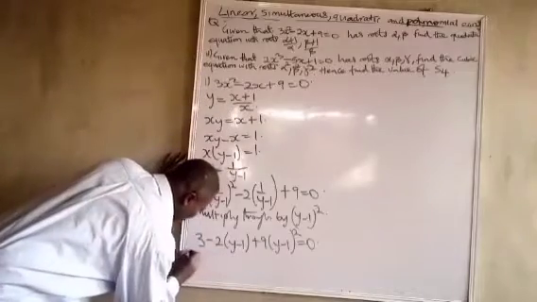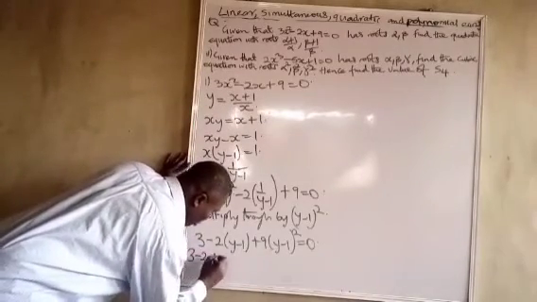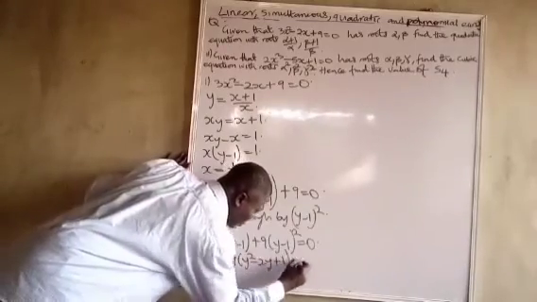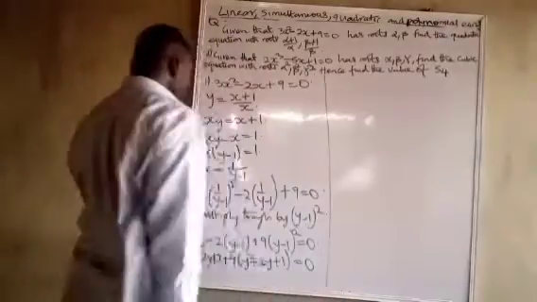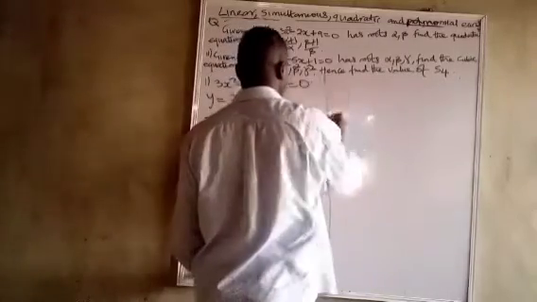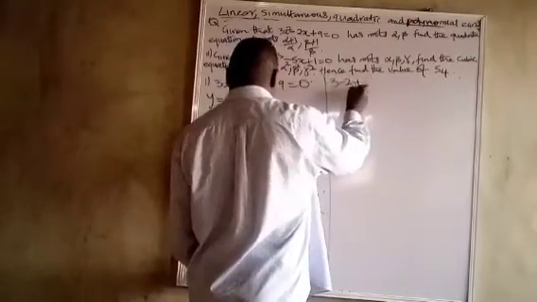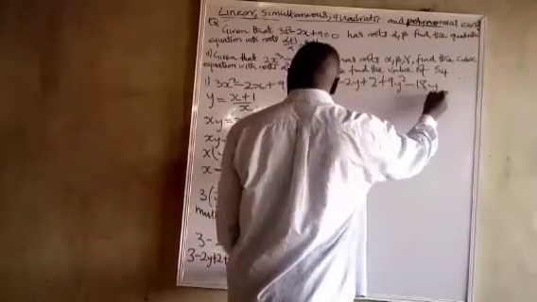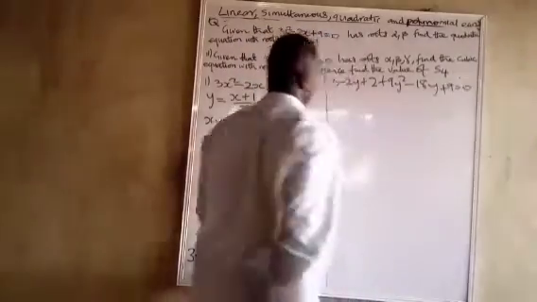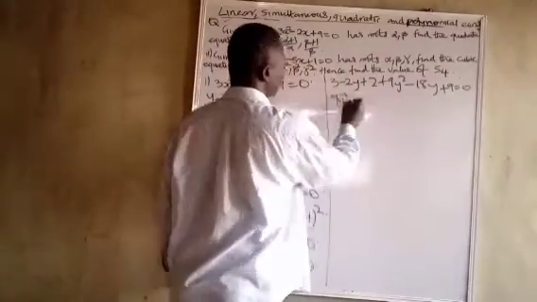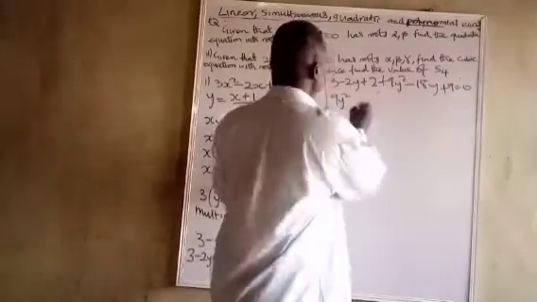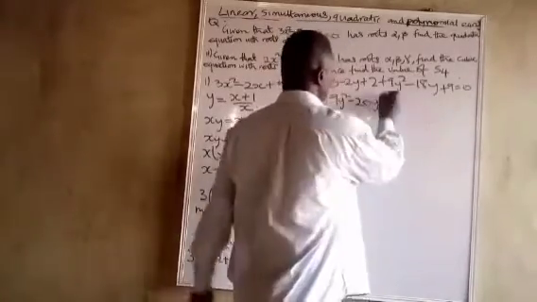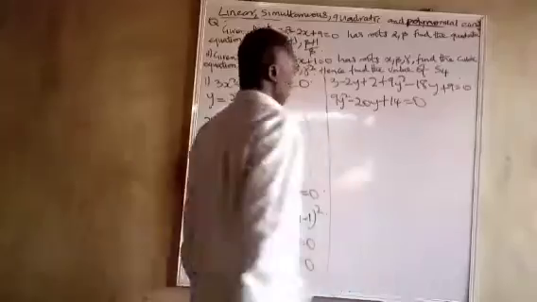Now let me expand this. I'm going to have 3 minus 2y plus 2 plus 9 into y squared minus 2y plus 1. Expanding this one, I'm going to have 3 minus 2y plus 2 plus 9y squared minus 18y plus 9 equals 0. Now gathering the like terms, I have 9y squared minus 2 minus 18, that's minus 20y. 3 plus 2, that's 5, plus 9, that's 14. Plus 14 equals 0.